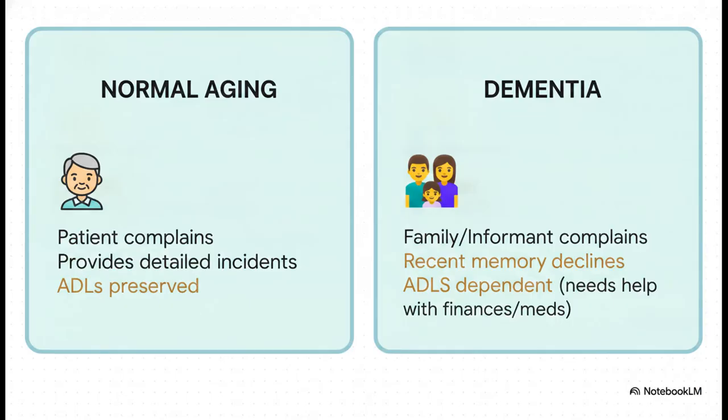Collateral history is absolutely essential here because patients will under-recognize their own deficits. In normal aging, the patient is usually the one reporting detailed incidents of forgetfulness. But in dementia, it's the family reporting recent memory declines and ADL dependence. And when you hear that, you need immediate safety screening. Ask about driving safety, getting lost, wandering, and medication mismanagement. Never, ever simply reassure a patient with progressive dementia who continues to drive unsafely. You have to recommend a formal evaluation.